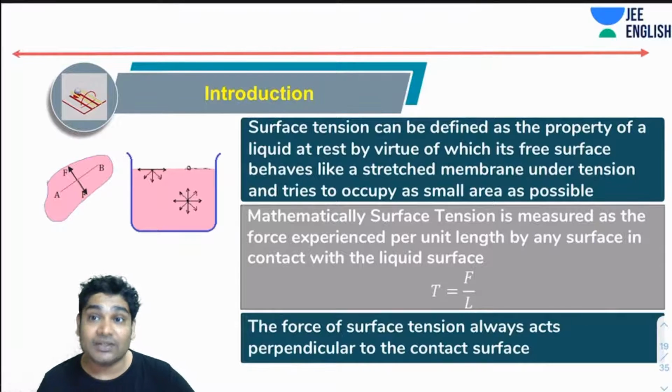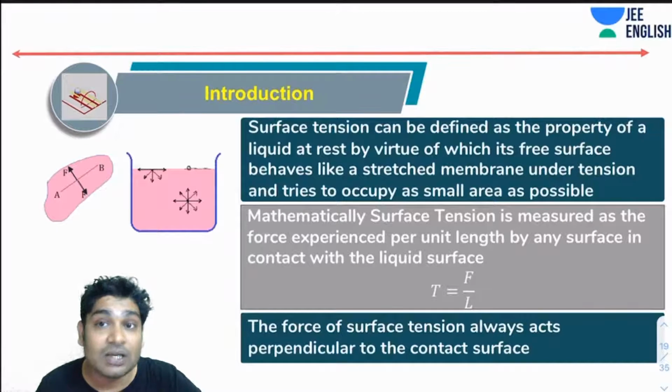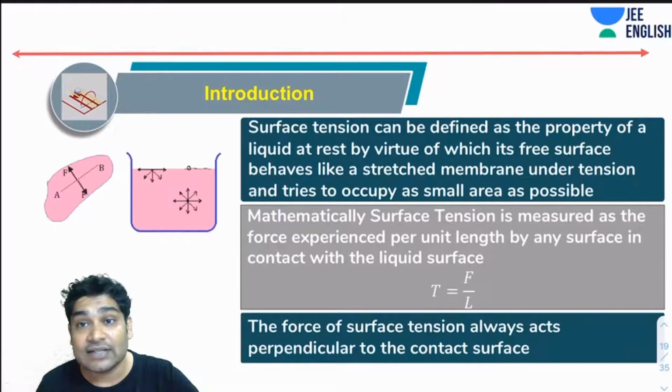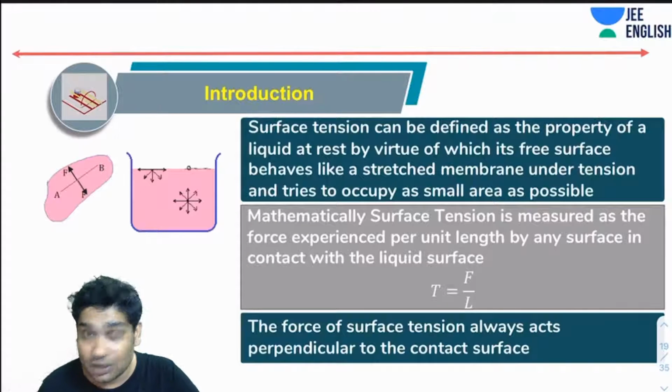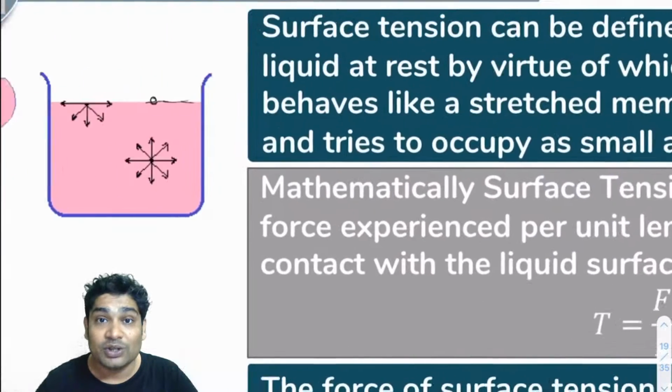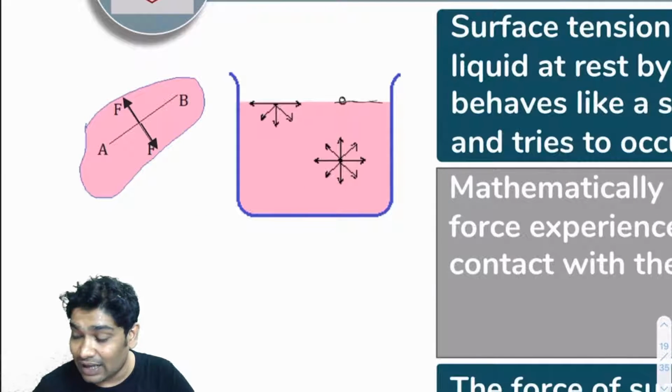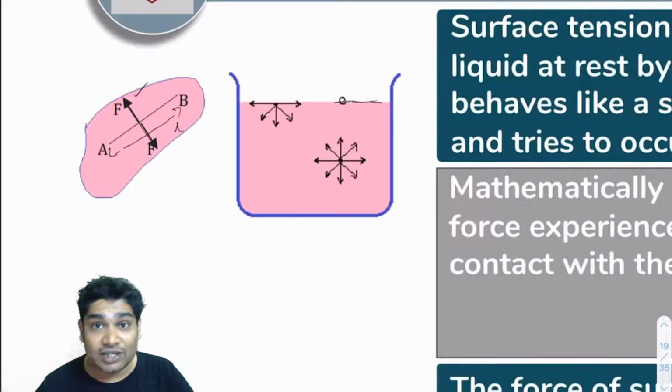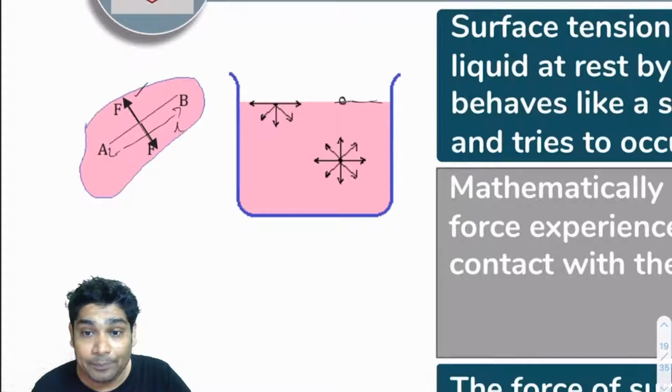Mathematically, surface tension is measured as the force experienced per unit length on any surface that is in contact with the liquid surface. So if this is some length L and the net force across this length was F, the force of surface tension would be measured as F over L.